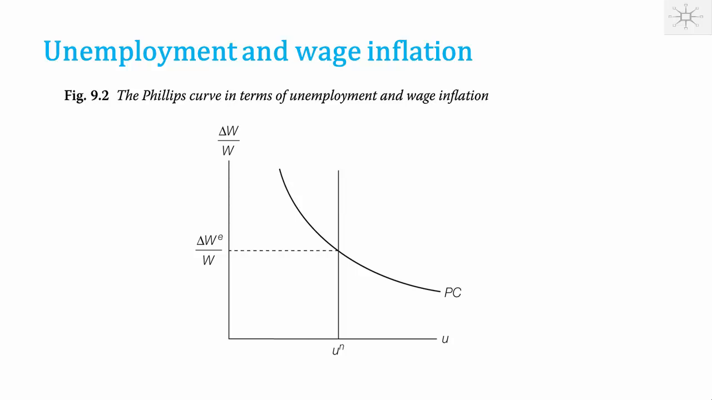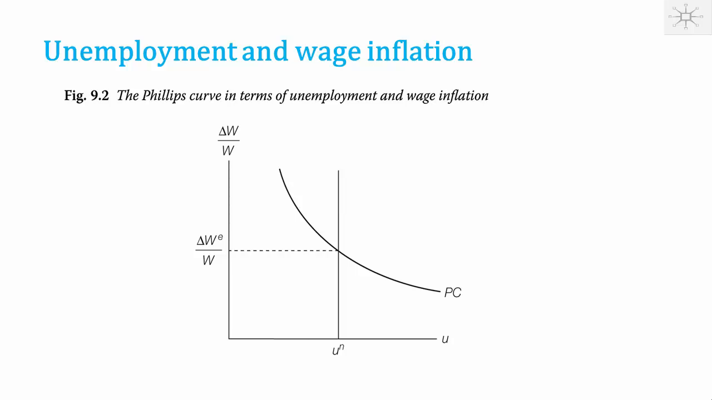So an important insight here is that, okay, there is a negative relation between unemployment and wage inflation, but the position of that curve depends on the expectations. And of course, expectations can change quite quickly. So this Phillips curve might actually shift up and down depending on what people expect. And this is the Phillips curve in the labor market relating wage inflation to unemployment.